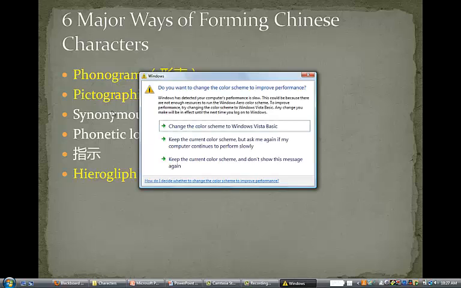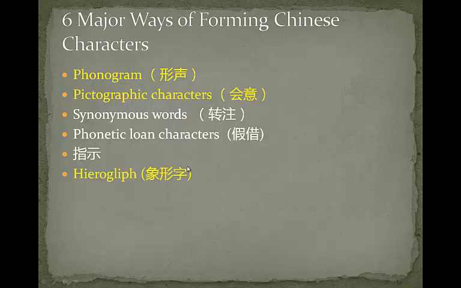Third one is synonymous words. We call it 转注. Fourth, phonetic loan characters, 假借. It's like borrowing. 借 means borrow. Next one, I don't have the English version. 指示, but you will get to know it later on. Next one, hieroglyph, 象形字, mimic the shape.